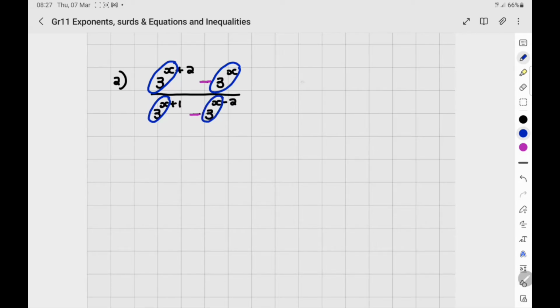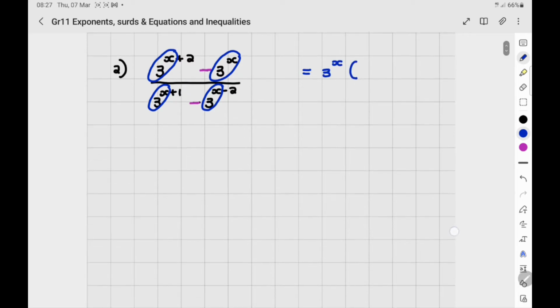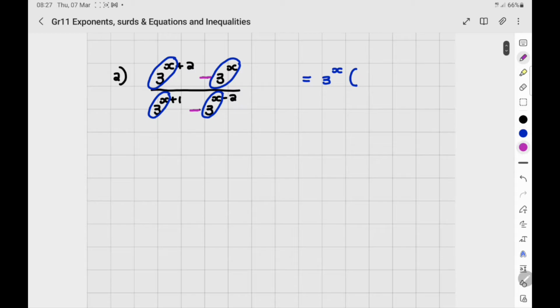So if there's 3 to the power x on top, I'm going to take out a highest common factor of 3 to the power x. Now the thing that they cannot do wrong is what is left. So if I take out 3 to the power x here, that is now gone, but what is left? Not just 2. Please, it is 3 to the power 2. That 2 is attached to a 3 to the power 2. Minus, and if I take out everything, remember 3 to the power x divided by 3 to the power x is 1. So also don't forget that there's a 1 left.